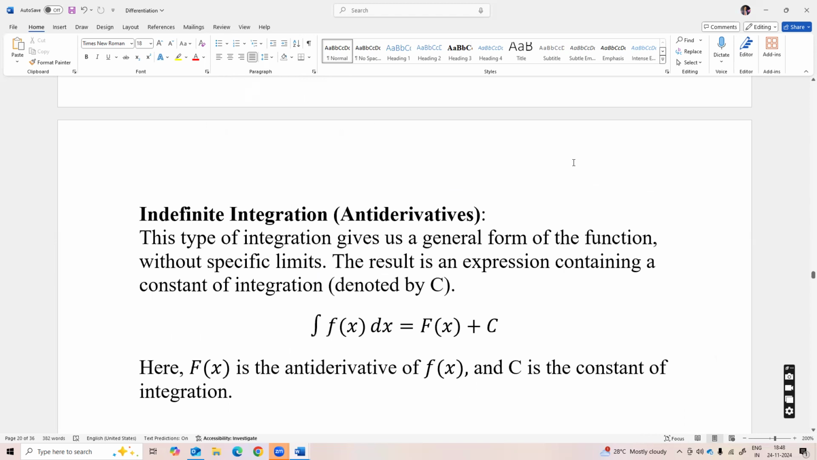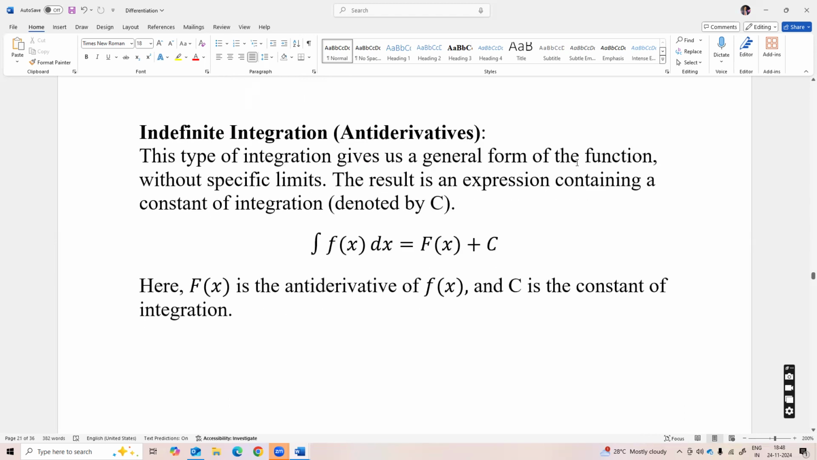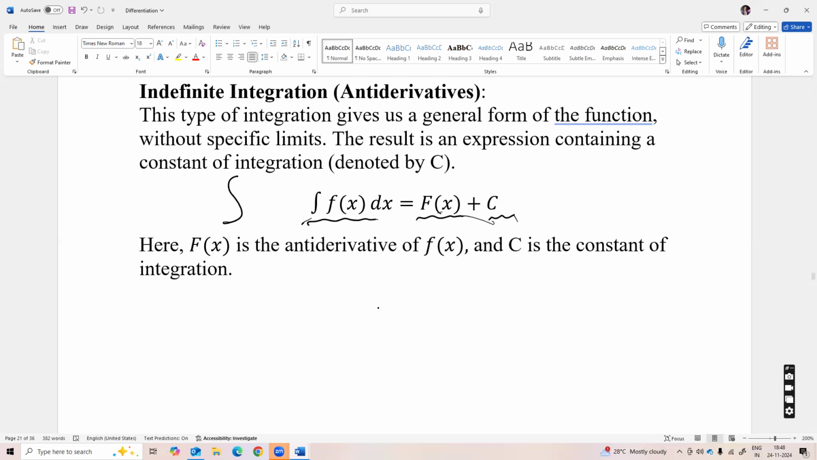Then there are two types of integration. First is indefinite integration, where we have function f of x. This is the integration sign. So the integration of f of x is given as capital F of x plus c. We add c in this case because, as I told you, the derivative of x is equal to 1, but the derivative of, let's say, x plus 4 is also equal to 1.